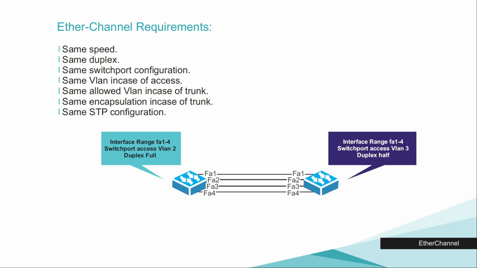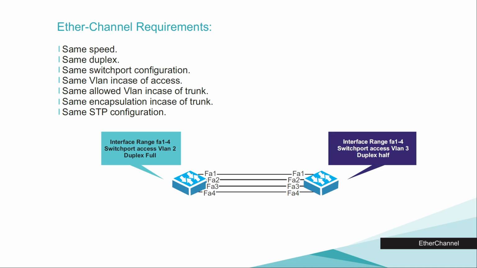The interfaces have to have the same duplex, same switch port configuration, same VLAN in case of VLAN, same allowed VLAN in case of trunk, same encapsulation in case of trunk, and the same STP configuration. Let's take a look at our example here in order to understand what we mean by that.